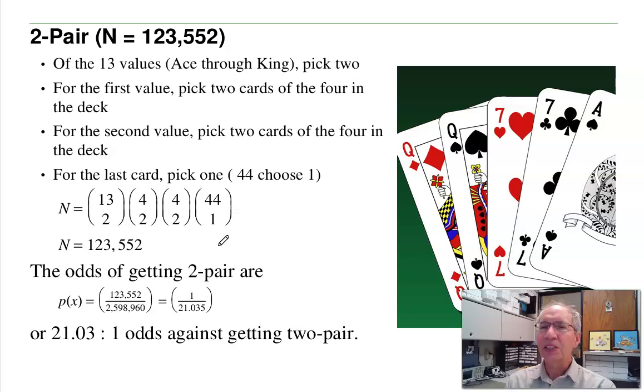So that's how you calculate the number of ways to get two pair. Or about 21 to 1 odds against getting a two pair.